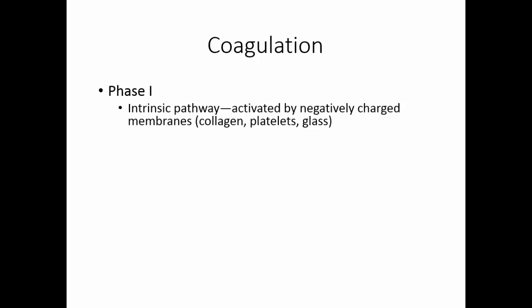Coagulation is a 3-phase process. In phase 1, we activate one of 2 pathways. The intrinsic pathway is activated by negatively charged membranes, like those found on collagen or platelets. Glass also is negatively charged, so glass will activate this pathway. The extrinsic pathway is activated by tissue thromboplastin. The intrinsic pathway is activated by things that are actually going on at the site of injury. The extrinsic pathway is activated by things that are going on near the site of injury.